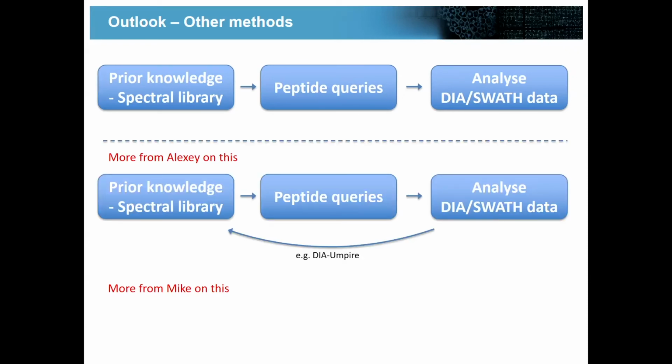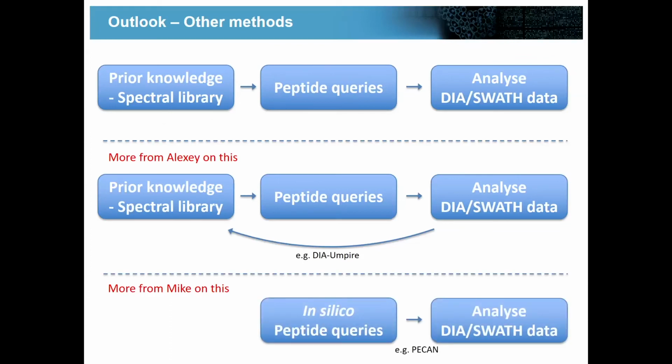So Alexei Nesvizhskii later in the week will talk about this DIA-Umpire tool, where we're essentially generating the libraries from the DIA data. I said you can't really search the DIA data using standard database search tools, but if you deconvolute these mixture spectra and make so-called pseudo spectra that represent the underlying peptides that were co-isolated together, then you can do a standard DDA database search. DIA-Umpire is a tool that allows you to try and do this deconvolution. So this is going to come up from Alexei, and we also have a tutorial about this.